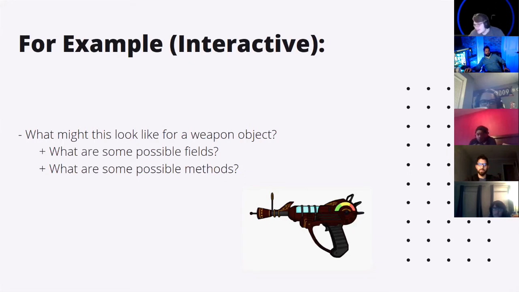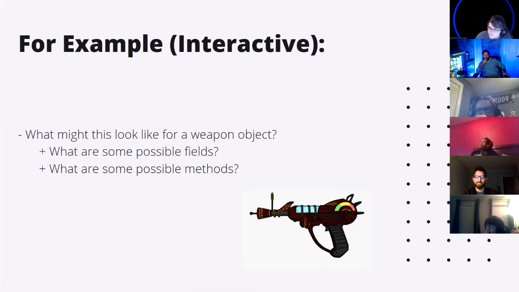What are some possible, okay, this is going to be the harder question, but what are some possible methods that could be associated with a weapon object? Let's see. I'll give you guys a hint. A lot of the times a method of an object manipulates the fields. So maybe think about something that changes one of the fields you listed.